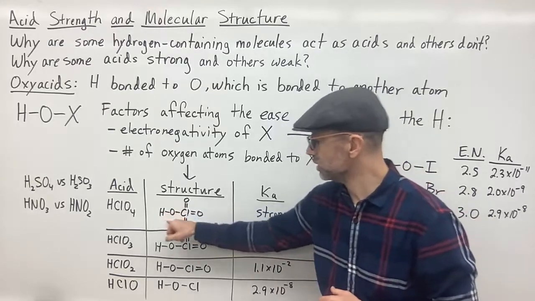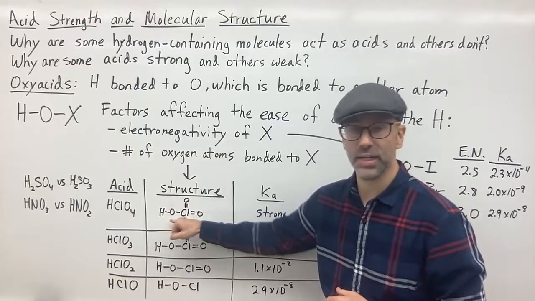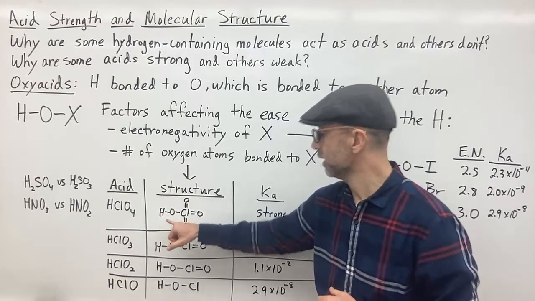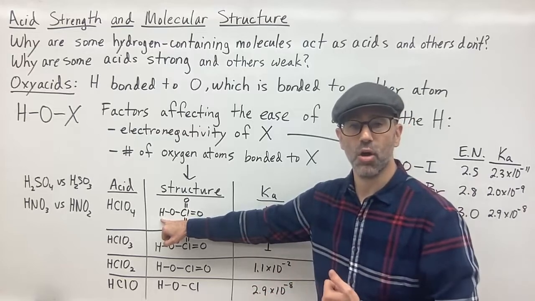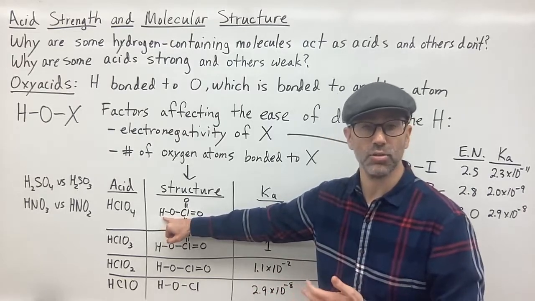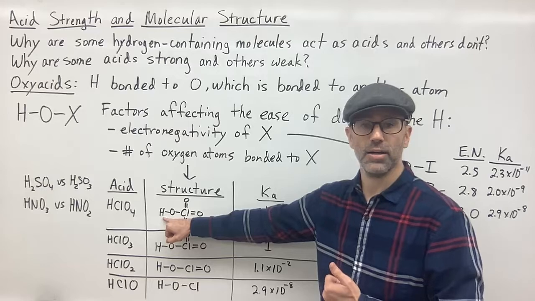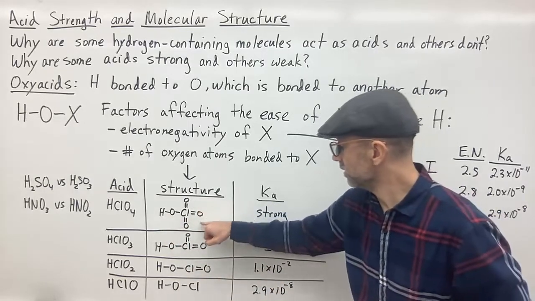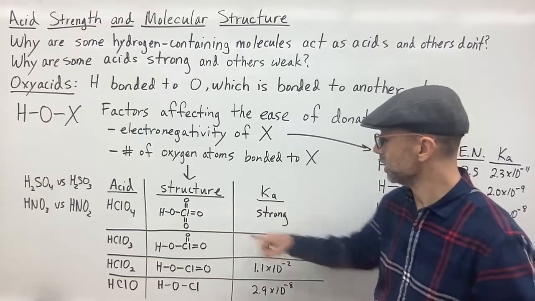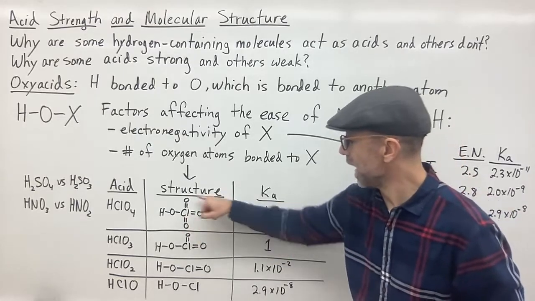That's going to increase the polarity of the bond, decrease the strength of the bond, and therefore the hydrogen is going to be more easily given off or donated to another substance like water. So you can see that this is a strong acid because you have so many oxygens bonded to it.